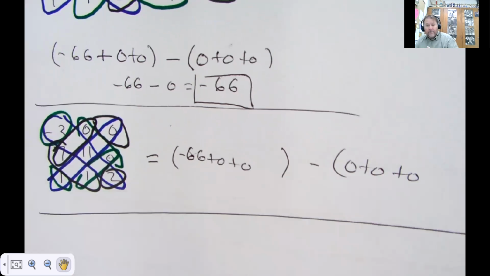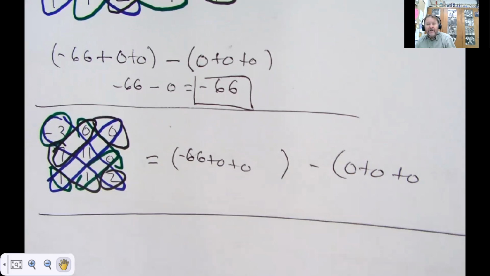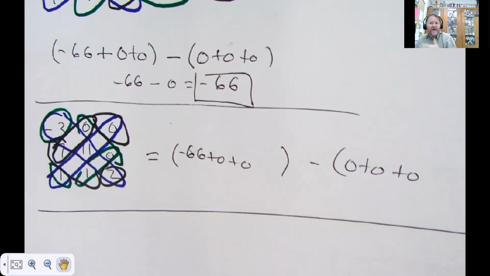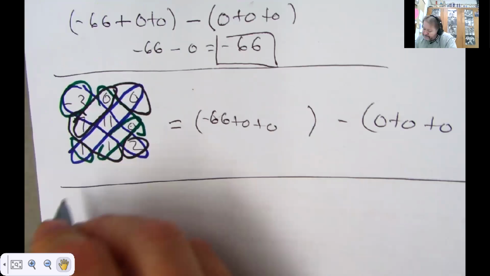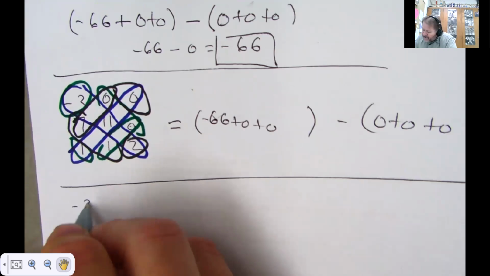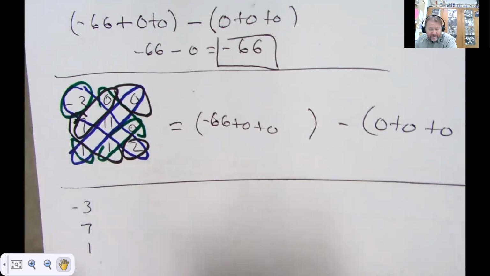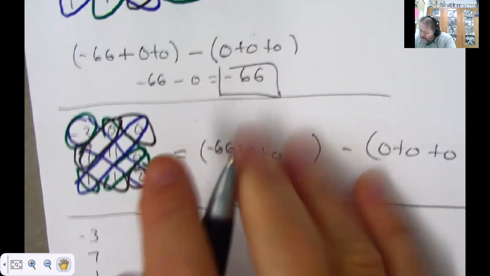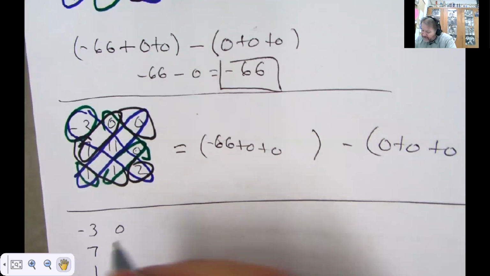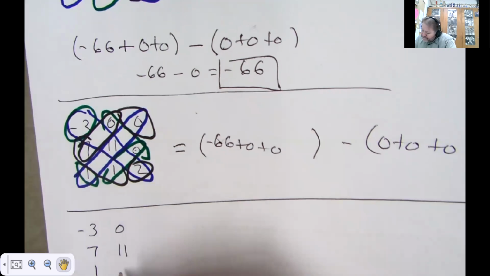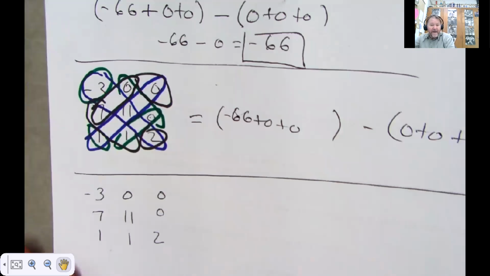All right, now this is the third way that I'm going to teach you, because this is versatile. You could do this for any number of rows. It's pretty complicated as the rows increase. Let me write out what I got. I got -3, 7, 1, 0, 11, 1, and 0, 0, 2. Again, this is what we're trying to find the determinant of. Obviously, we should get the same answer each time. This is called doing it by minors.